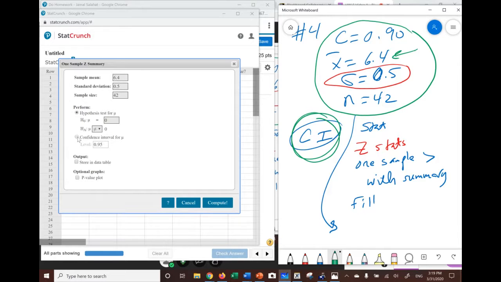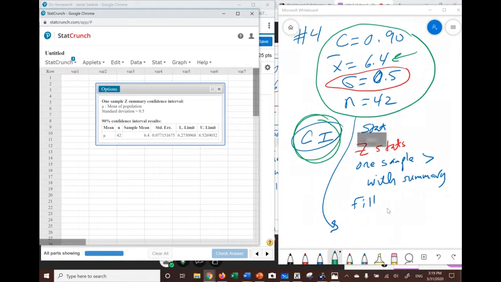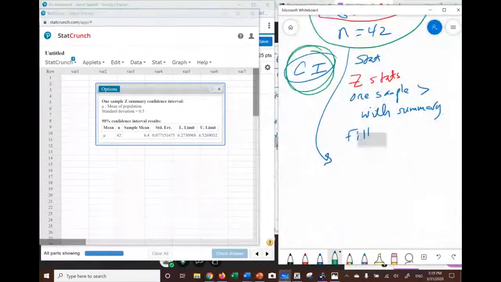Let's go back to the StatCrunch. Here's the circle there. Check that in. And the confidence interval, to be able to do that, you need to have a confidence level. In this case, it is 90%. So just put the 0.90 in there and hit compute, and that will give you the interval. So the interval we got, let me write it down in here.